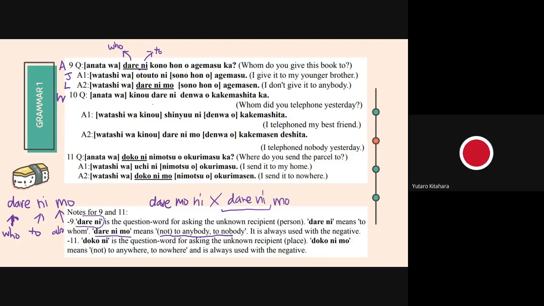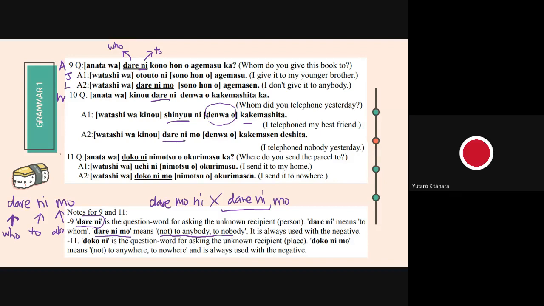Dare ni, again, to who? Okay, of course, this is tomodachi ni kakemashita. I called my friend. Okay, do you need to repeat the noun again? Then we can leave it out. But for practice, just go ahead and read and write. Okay, tomodachi ni. And then dare ni mo kakemashita. Didn't call anyone. Didn't call to anyone. Okay, to who also didn't call. Or who didn't call? Didn't call anyone.